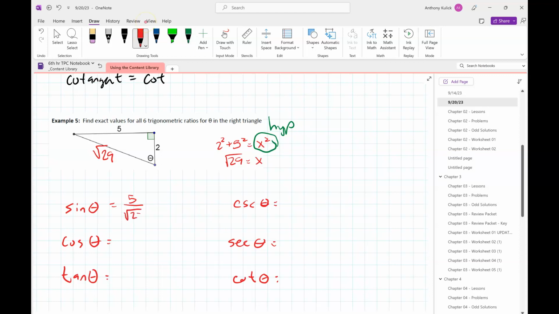Okay. So we have 5 over square root of 29. Does that look good to you guys? I wouldn't leave my answer that way. What's wrong with it? Yeah, you have a square root in the denominator. How do I get rid of that?